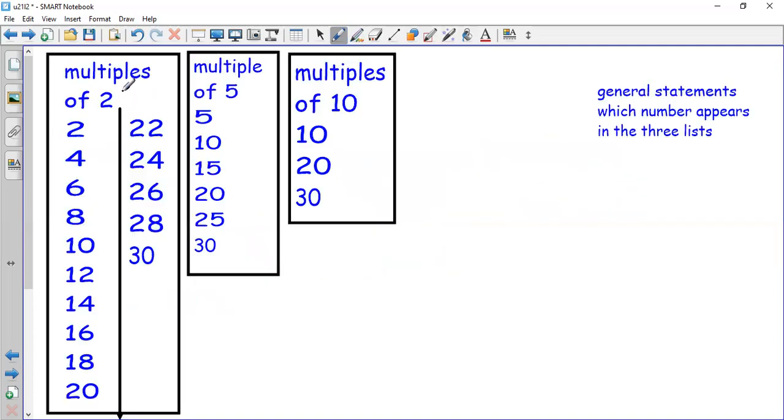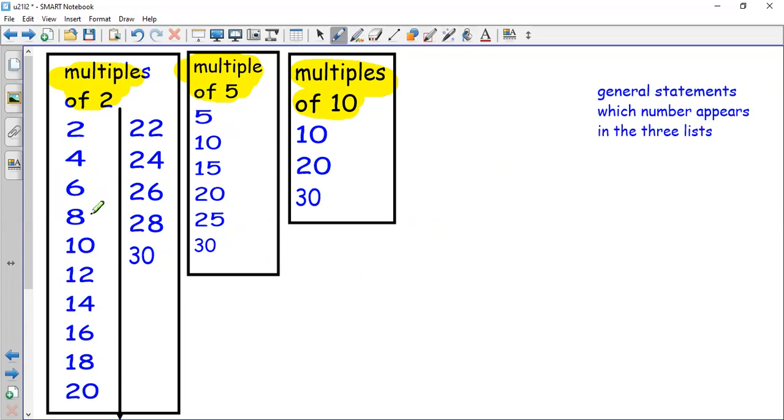Let's check this. I have these three lists. This list is about multiples of 2: 2, 4, 6, 8, 10, 12, and so on. Multiples of 5: 5, 10, 15, 20, and so on. Multiples of 10: 10, 20, 30, and the list goes on. So what can I say about these lists of numbers? Can I make a statement and this statement is true? Think, look at this list.